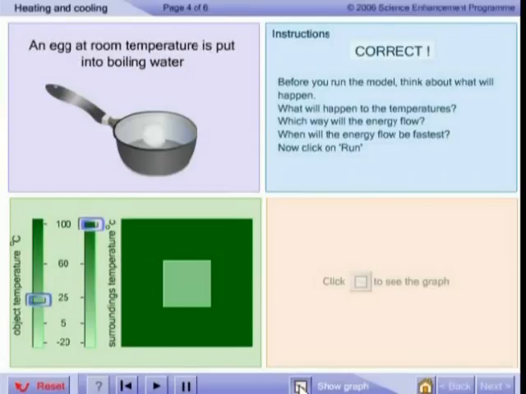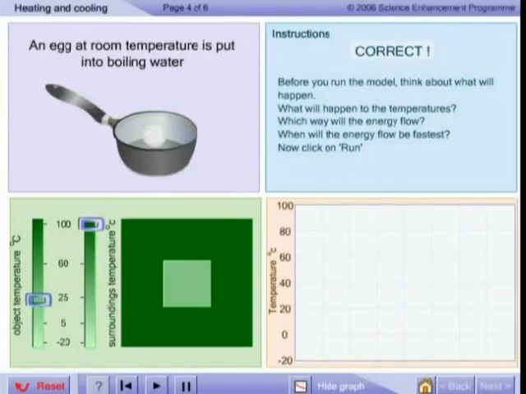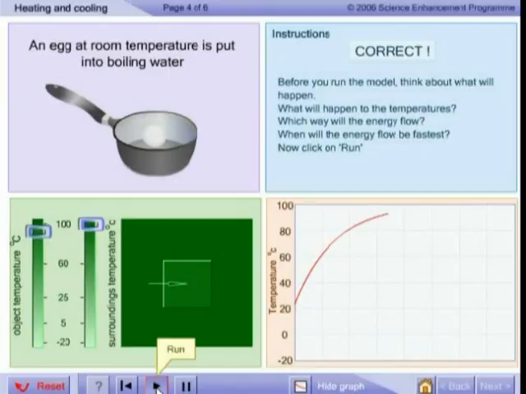Okay, back on with me. Let's show this graph and click the run button. Oh, look at that. Firstly, the arrow is always going from the hottest to the coolest object, so it's always going from the outside, so it's always going from the darker colour to the lighter colour.